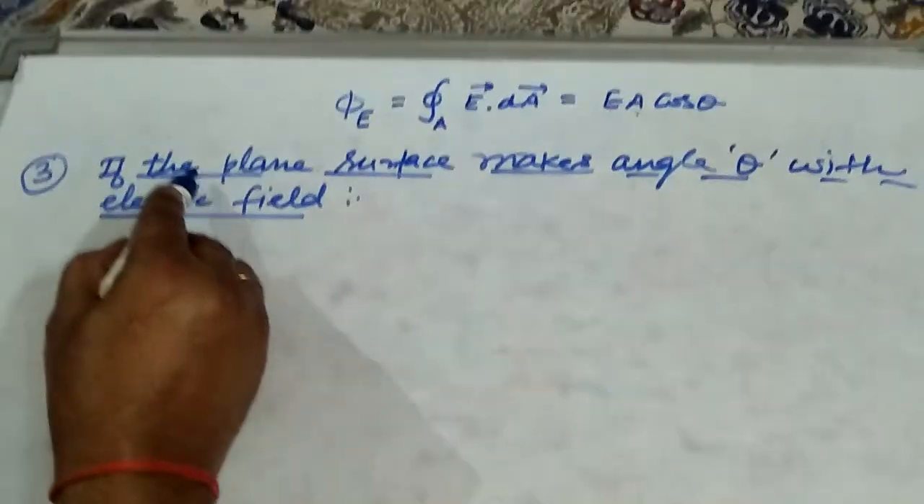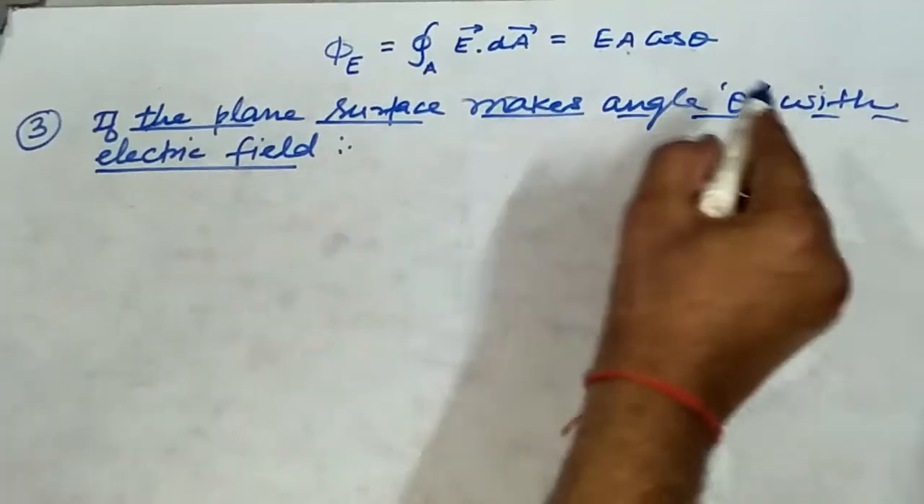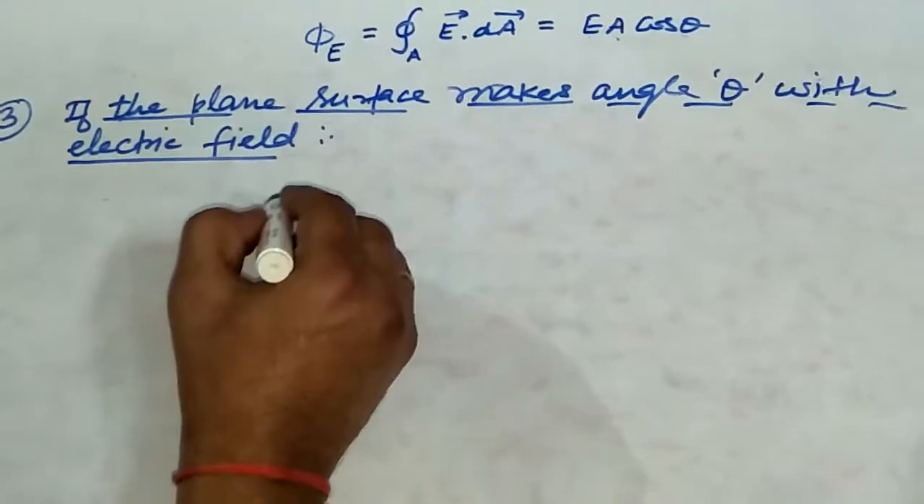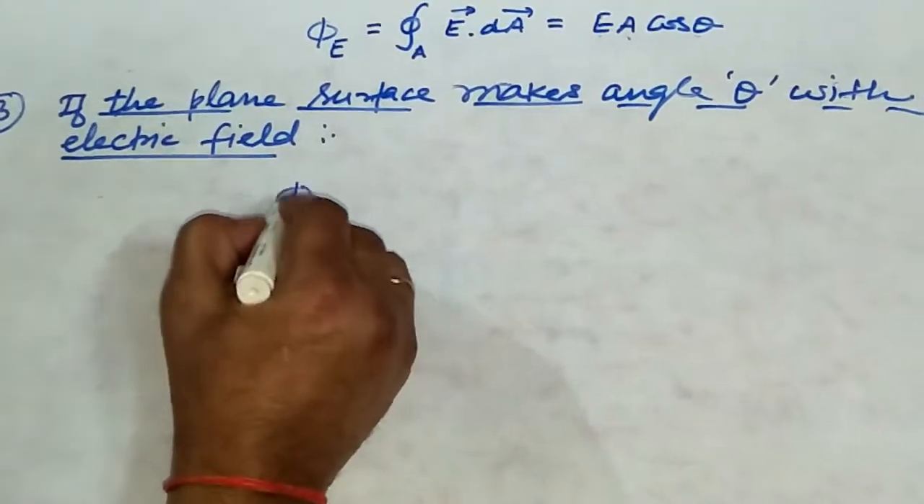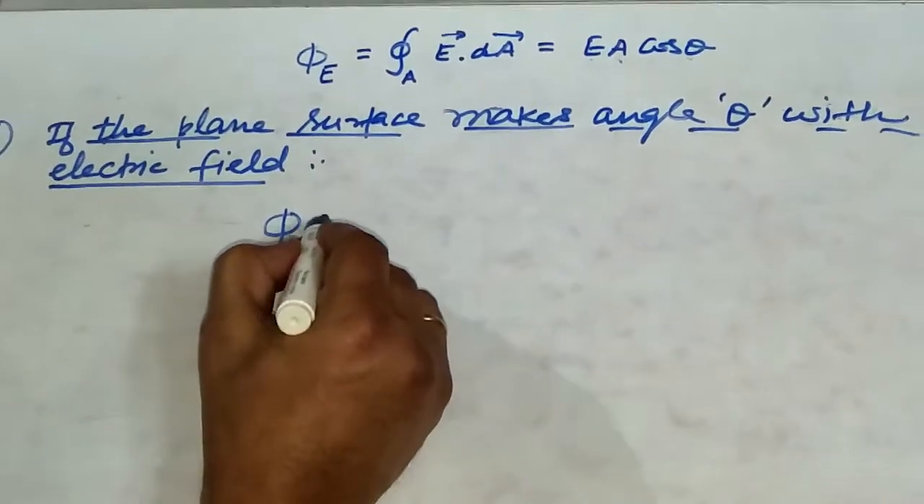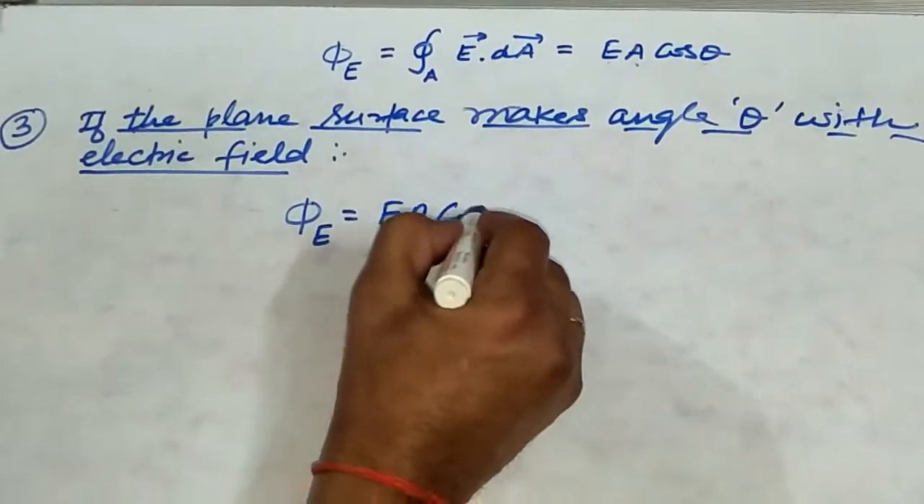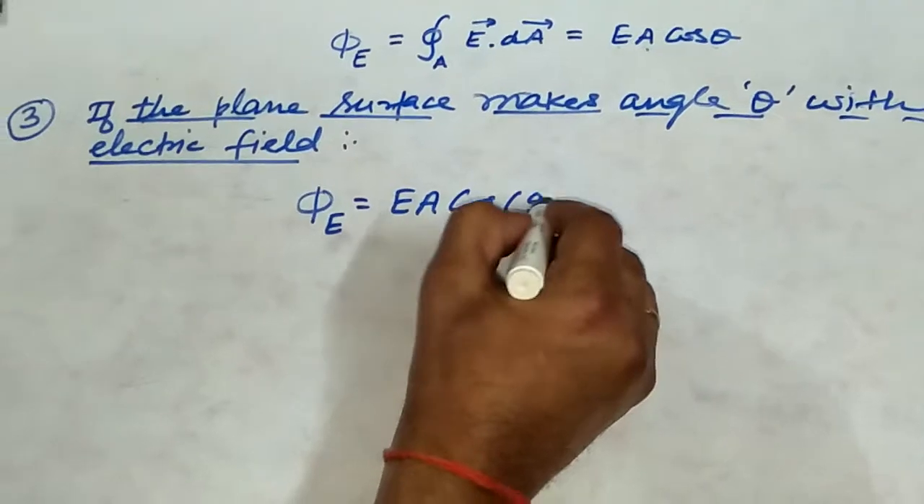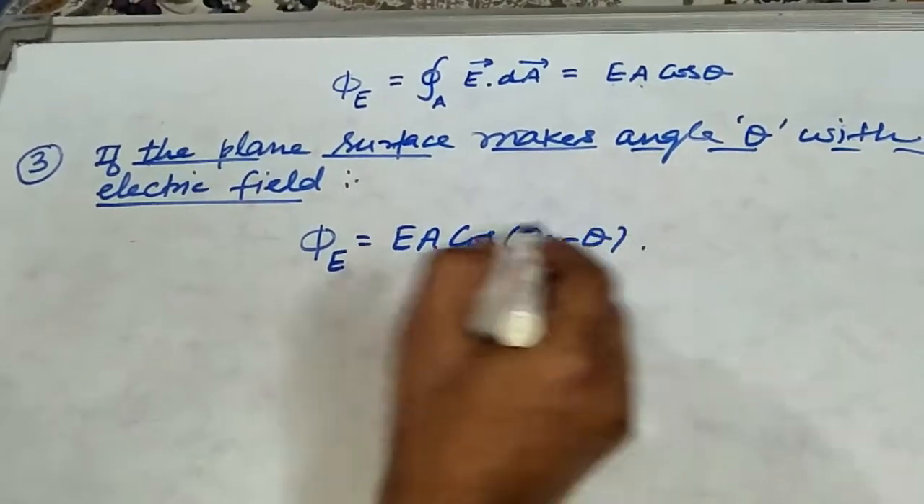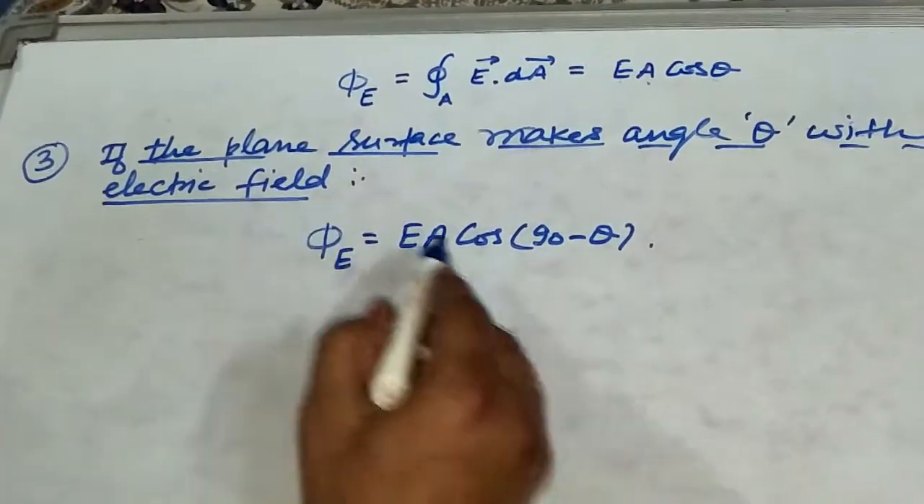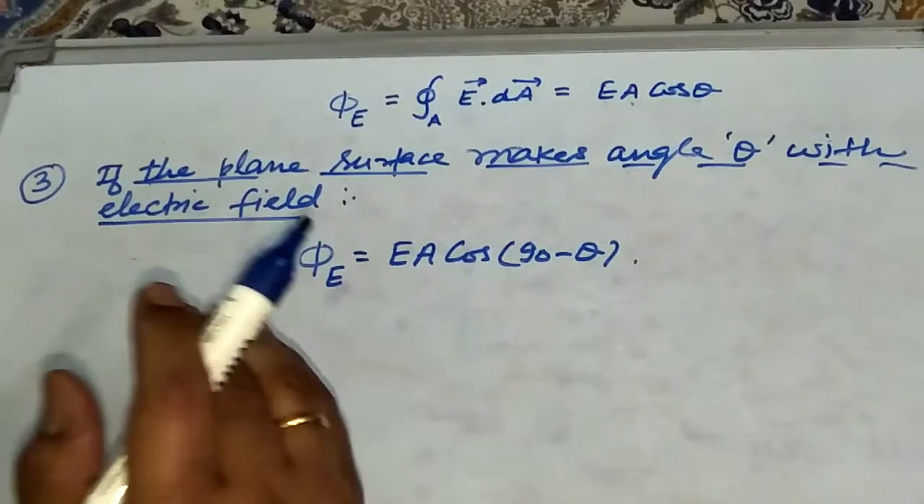And third case, if the plane surface makes angle theta with the electric field, then in this case the electric flux passes through that surface. Phi is equal to EA cos (90 minus theta). Dear student, by using this formula we can find the electric flux that passes through that surface.